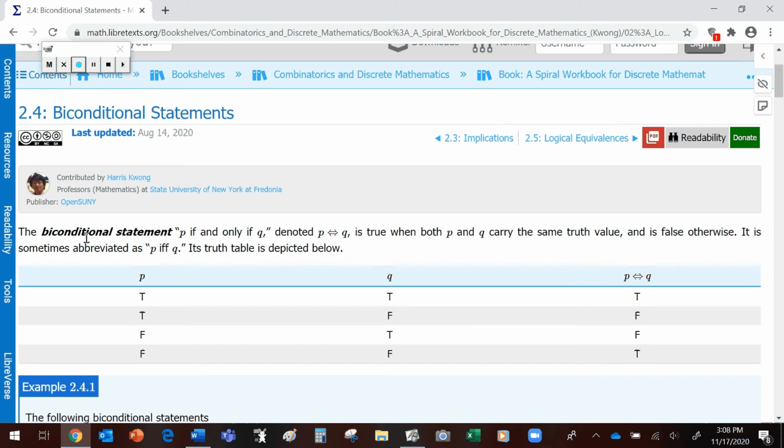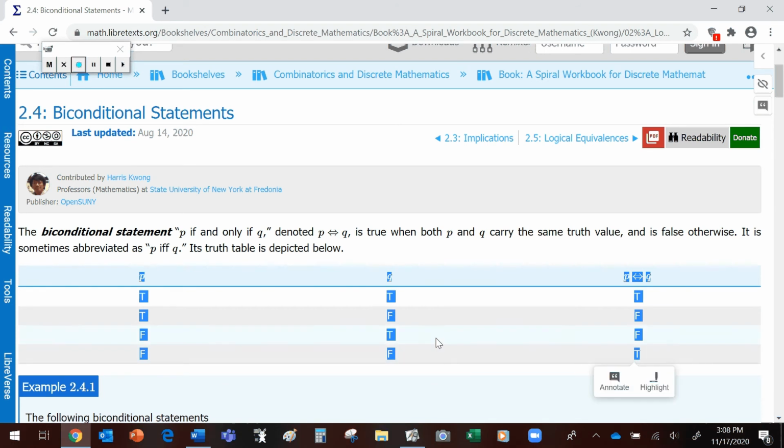Okay, a biconditional statement, P if and only if Q, denoted P, if and only if, that's what this little arrow right here is, an arrow pointing in both directions. P if and only if Q is true when both P and Q carry the same truth value and is false otherwise. It is sometimes abbreviated as P iff Q. Its truth table is depicted below. So not only do they describe what a biconditional statement is, they show us a truth table.